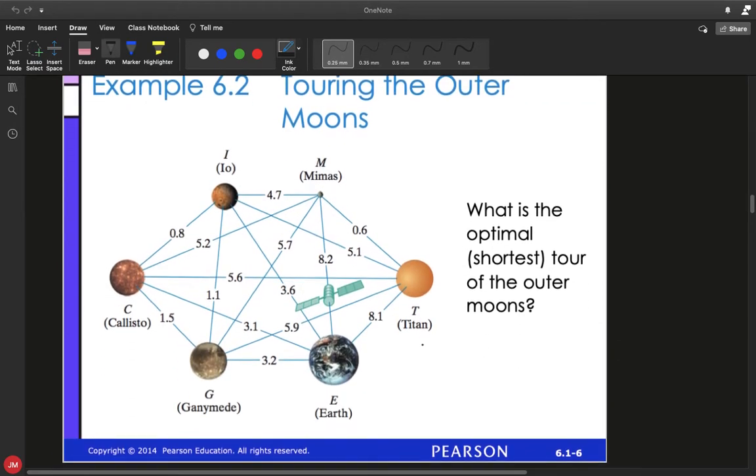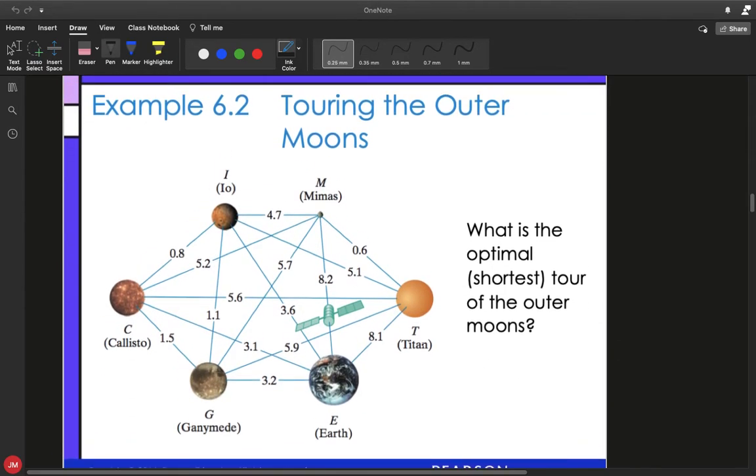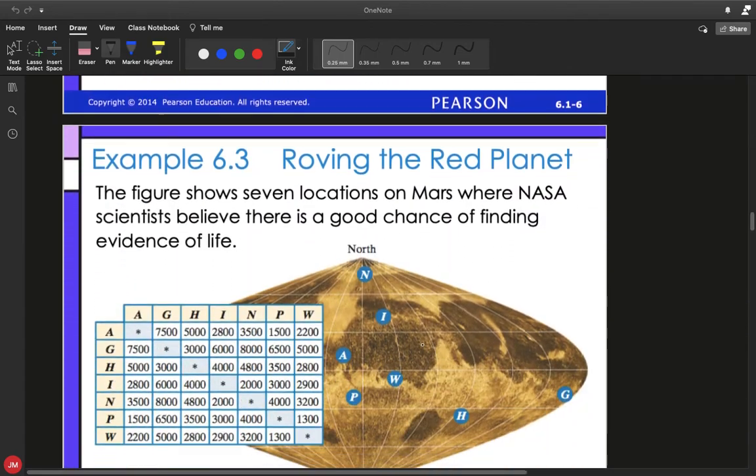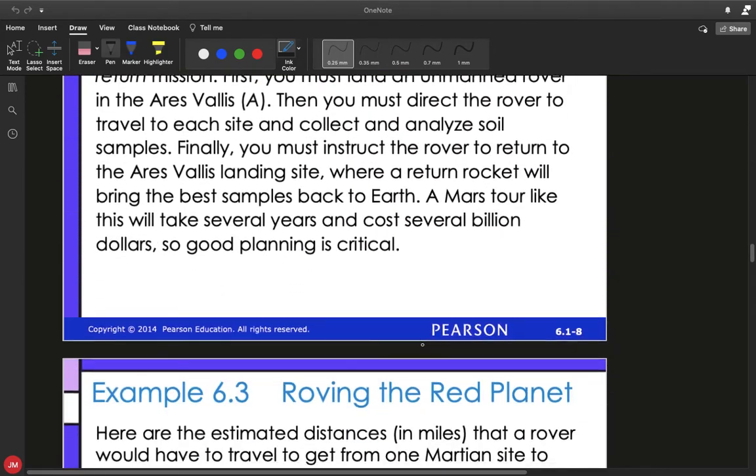Another example that's kind of cool to think about is looking at the outer moons. So looking at the moons for the planets and trying to travel to those. Obviously now, rather than looking at the cost in terms of money, we're looking at a cost in terms of time, and that we're looking for what is the shortest amount of time that we could possibly use in order to visit these different moons. Kind of cool stuff when you think about it.